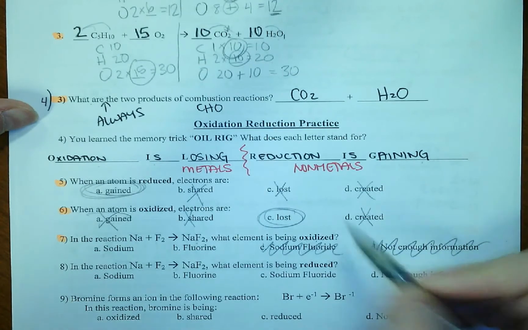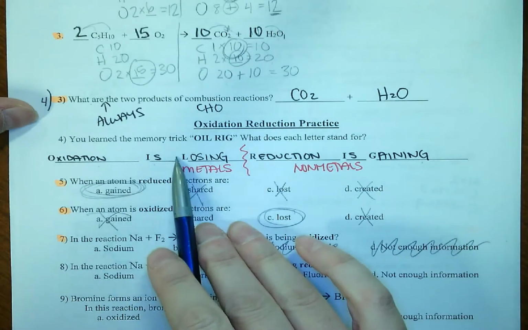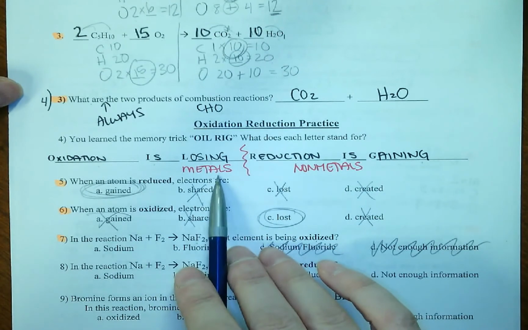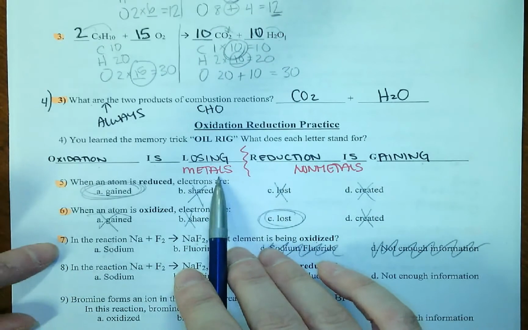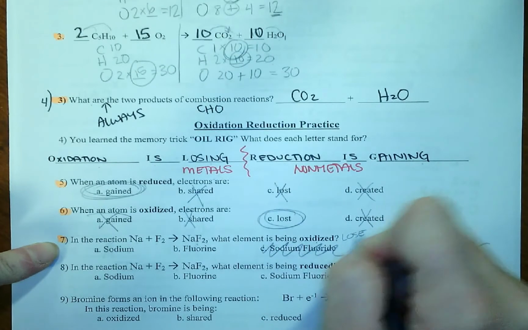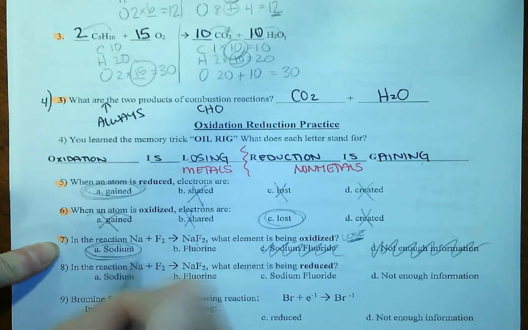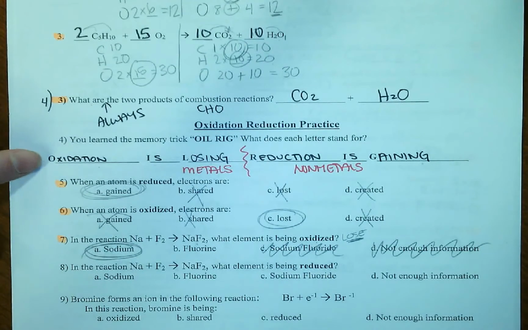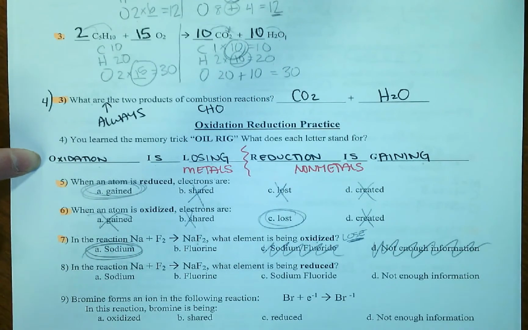Okay. Oxidation is losing electrons. So which one is going to lose electrons? Your metals. Metals are messy, they're going to lose electrons. So for number 7, which one's being oxidized, losing, that's going to be your messy metal, sodium. Okay, so really this is going to be the key for these parts on your quizzes and tests. Oxidation is losing, reduction is gaining. Okay, I'm going to let you try and figure out 8 and 9 on your own. Then let's go to page 7.